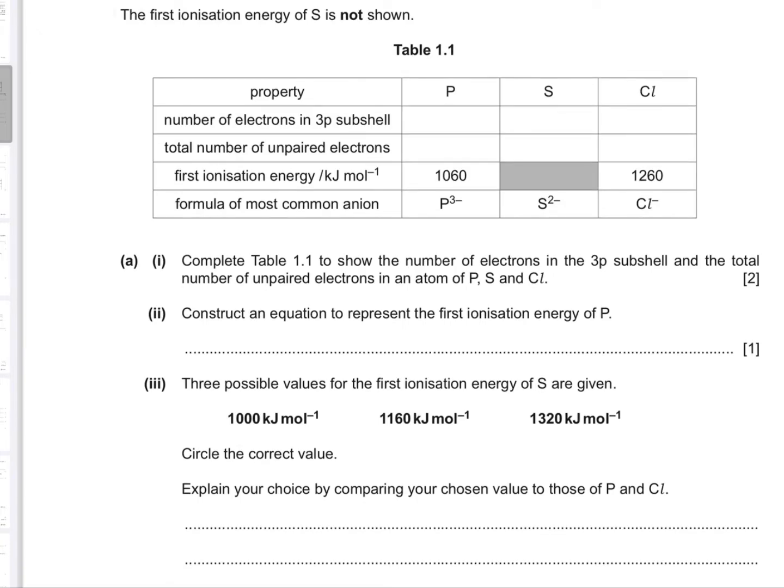Part 1 asks you to complete the table to show the number of electrons in a 3p subshell and the total number of unpaired electrons in an atom of phosphorus, sulfur and chlorine.